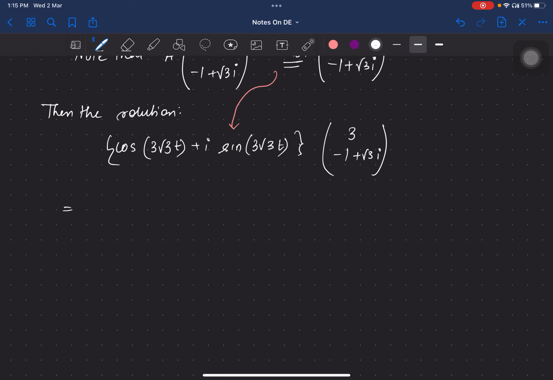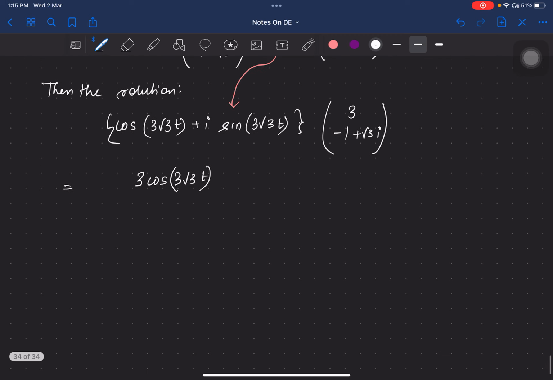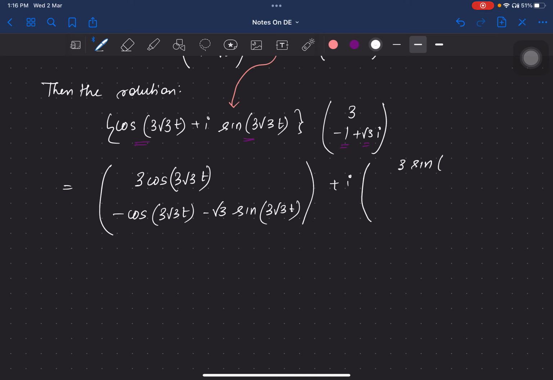Okay, so let us multiply. So the first term is 3 cos 3 root 3 t, and along with it we will have cos with minus 1 and sine with root 3. So minus cos 3 root 3 t minus root 3 sine 3 root 3 t, because i squared is minus 1. So this thing we got, plus i, we can separate out. It will give 3 sine 3 root 3 t minus sine 3 root 3 t plus 3 root 3 cos. So this is the thing.